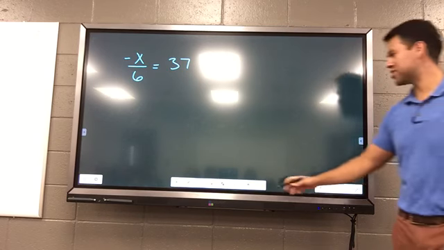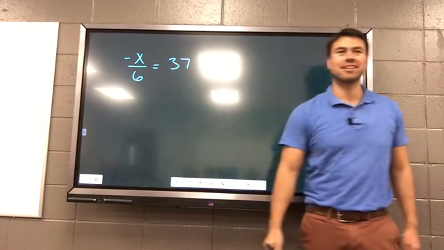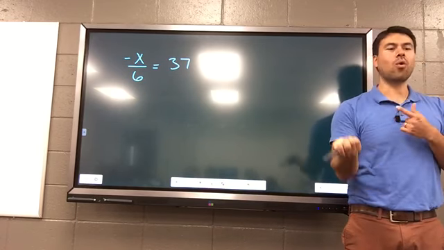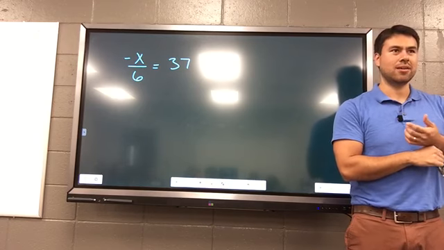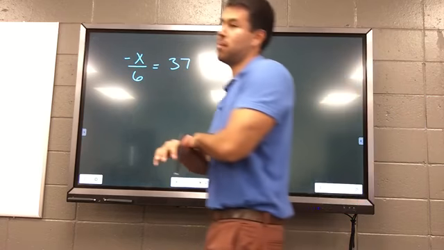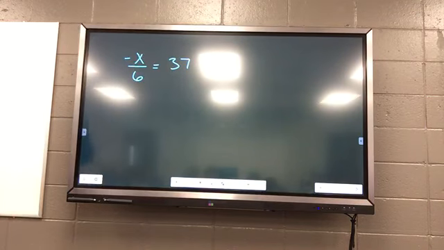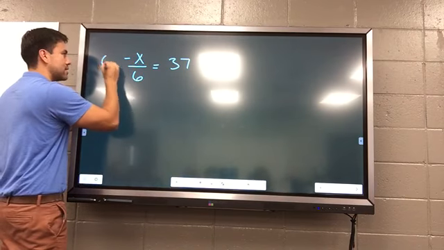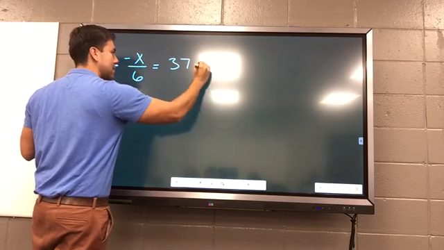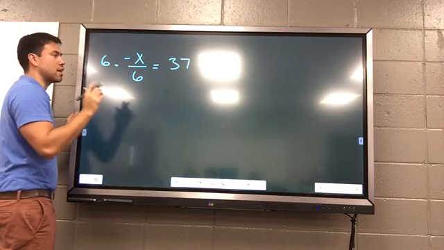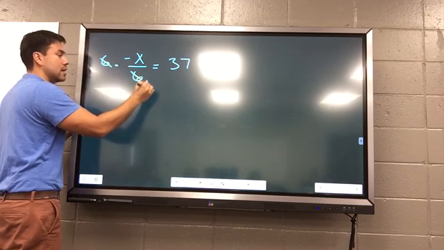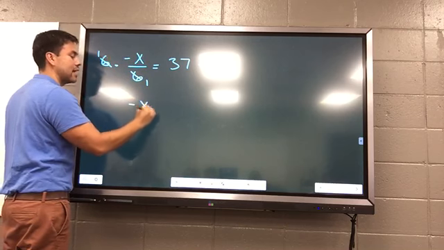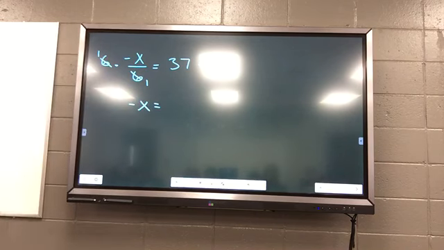What kind of equation is this? It's a division equation. What property should I use? Multiplication. What should I multiply by? 6. Okay, good. Yeah, it's being divided by 6, so I should multiply by 6. But there's something that could throw some of you off if you're not careful. These cancel out, right? What am I left with on the left side? Negative x. The x didn't just disappear.